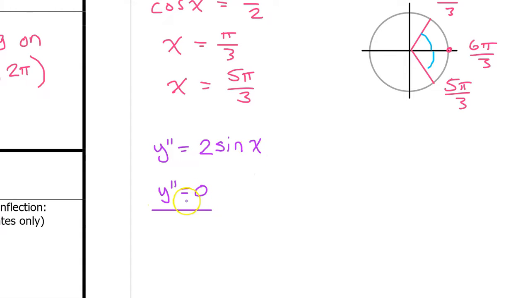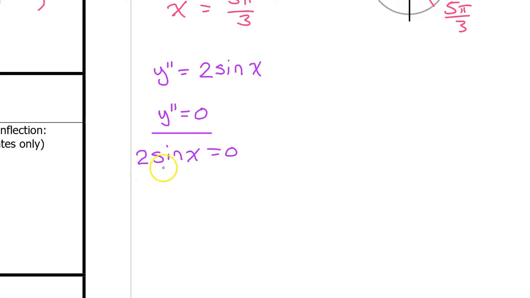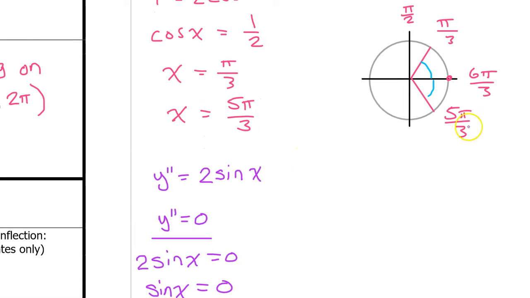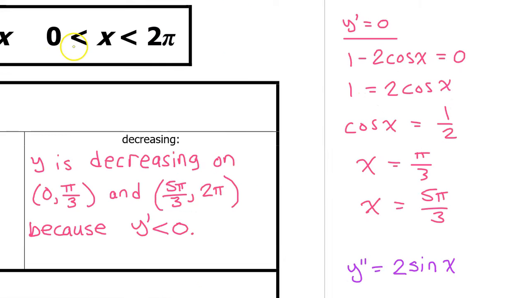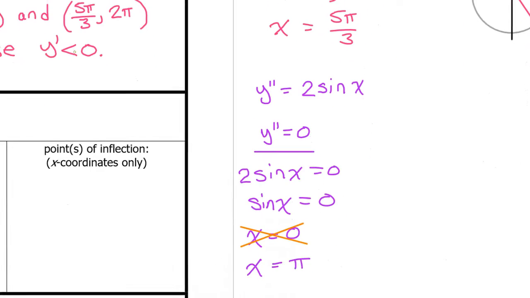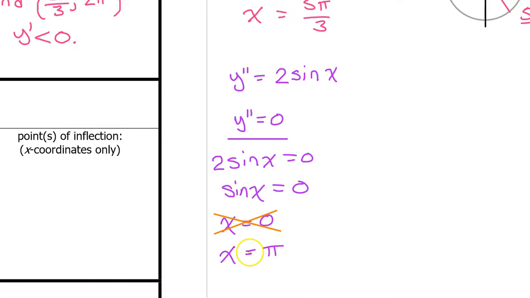Now we need to find where y double prime is equal to 0, and normally I would say where y double prime is undefined, but sine x is defined everywhere, so we don't have to worry about that. We just need to set 2 sine x equal to 0 and solve. Dividing both sides by 2, we get sine x is equal to 0. Where is sine equal to 0? Sine is the y value on the unit circle, and y values will equal 0 at 0 and at pi. 0 is not included in the domain, so really we only have one critical value of pi.